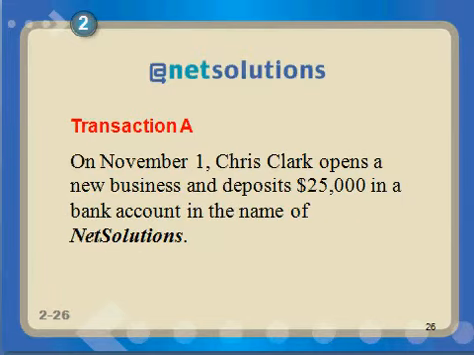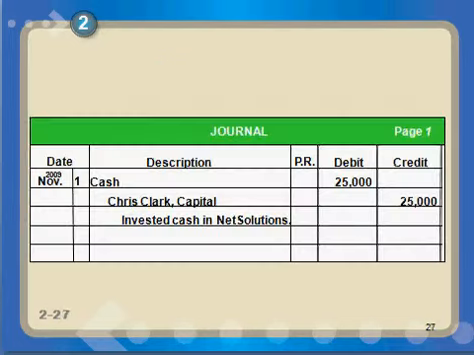Now we're going to take a look at our transactions. Remember, the first transaction we had was Chris Clark took $25,000 out of his personal accounts and put it into a bank account for Net Solutions. So in Net Solutions, our first journal entry would be on November the 1st.